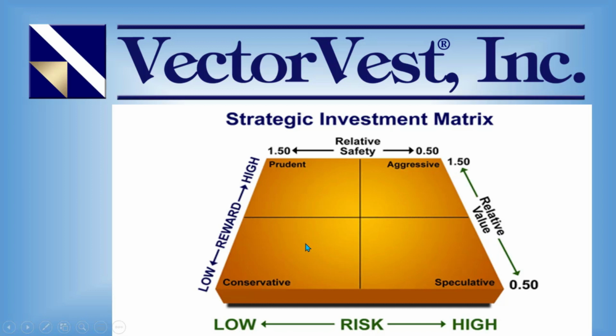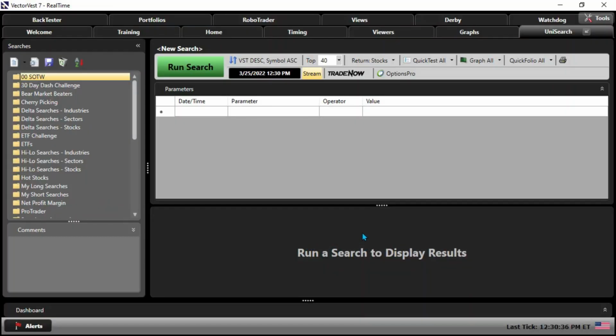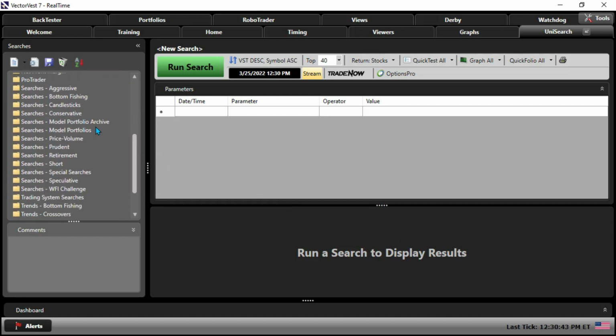All right. Now from there, let's get back into the VectorVest software, and based upon those 4 different variants of trying to know what type of investor you are, how about this? We have searches aggressive, we have searches conservative, we have searches prudent, and then from the speculative side, we have searches speculative. That was the 4th box. That makes it real simple for you to hone in on certain searches specifically designed to help you with your trading plan. If you're more of a prudent investor, you would click on prudent, and then you would go look.